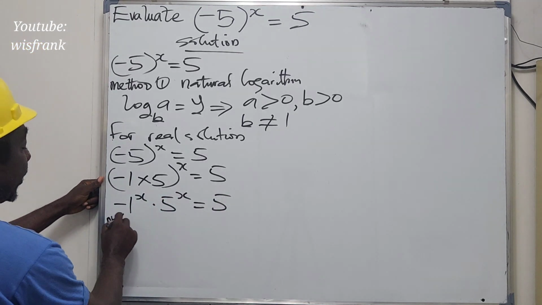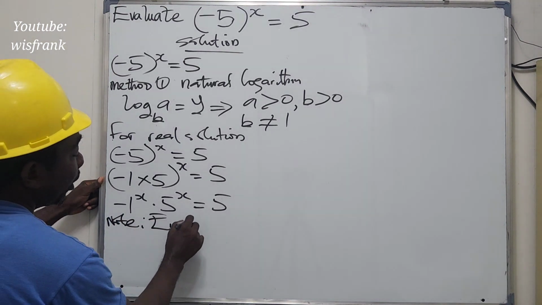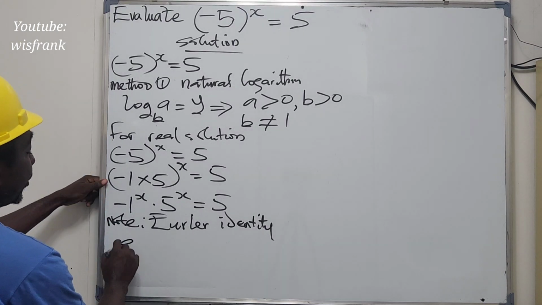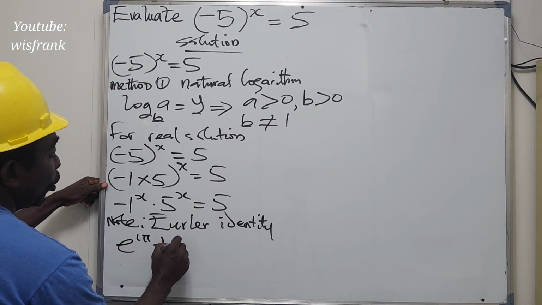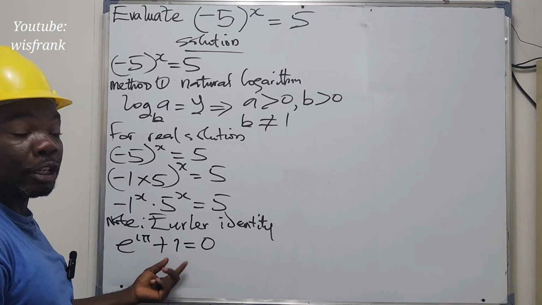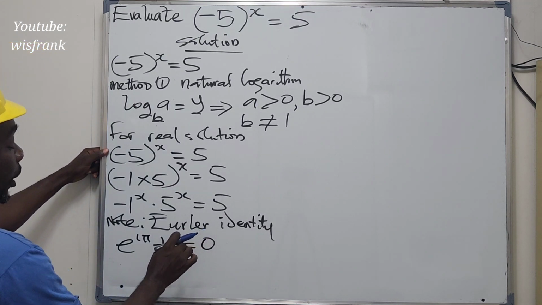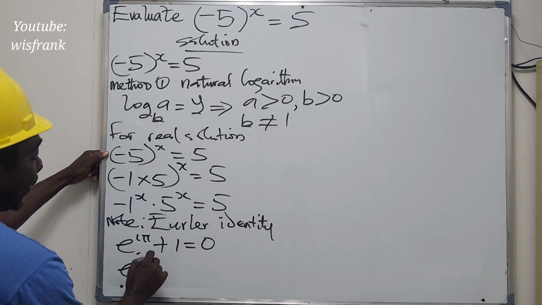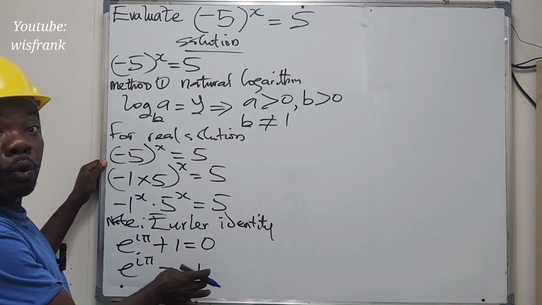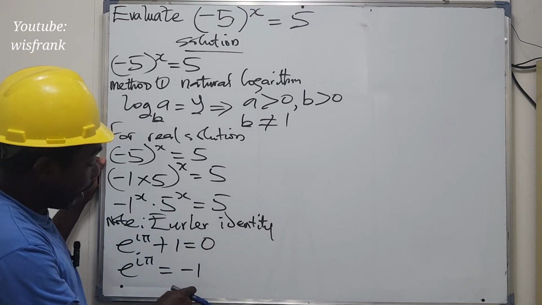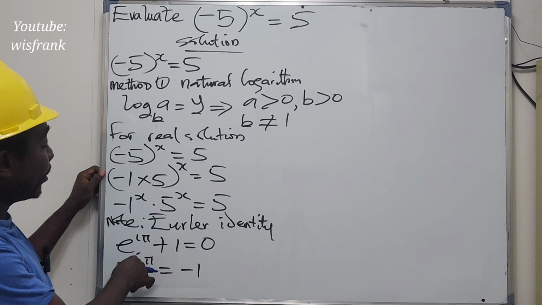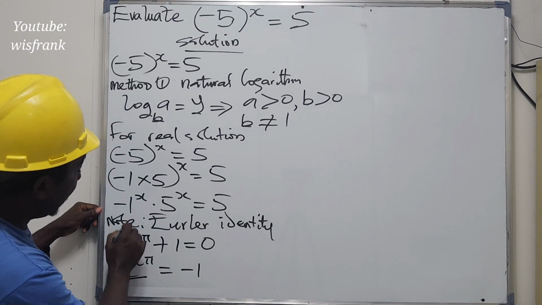We recall that in Euler's identity, we have the equation e^(i pi) + 1 = 0. When we have an equation like this, we transpose 1 to the right-hand side, so this becomes e^(i pi) = -1 for Euler's identity. We can see that in Euler's identity, -1 equals e to the power of i times pi. So here we are going to substitute this in place of this.